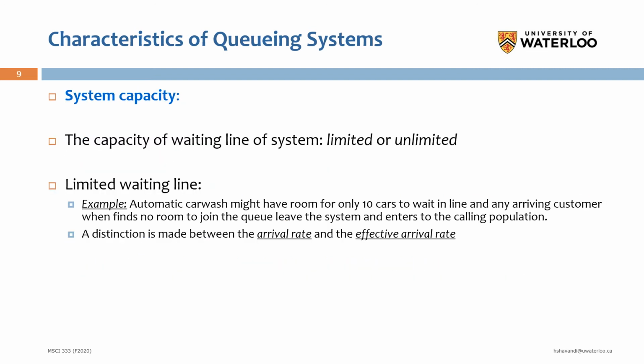Okay. The system's capacity: the system may have a limited capacity for waiting lines. So the capacity of the system could be limited or unlimited. In a limited waiting line, for example, in an automatic car wash, we may have room for only 10 cars to wait in line to get the service, right? So here, because of the limited capacity, we will have two terms: arrival rate and effective arrival rate. Effective is when we have an arrival but there is no room to wait, then that arrival will leave the system without receiving the service, right? So the effective arrival rate could be less than or equal to the arrival rate because of the limited capacity.